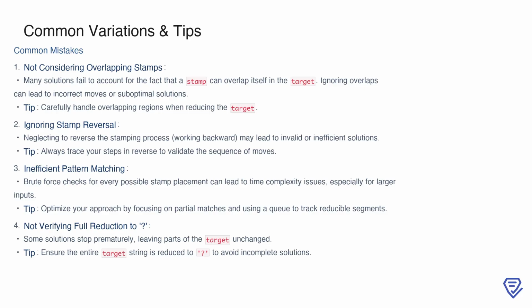Inefficient pattern matching is also a pitfall. Brute force approaches that check every possible stamp placement can quickly become too slow for larger inputs. Instead, optimize by focusing on partial matches and leveraging a queue to track reducible segments.